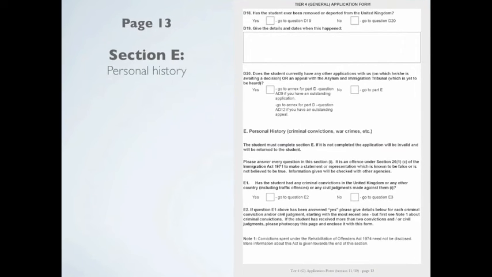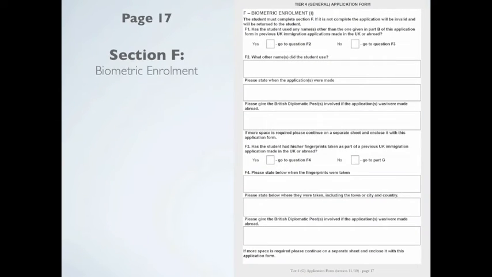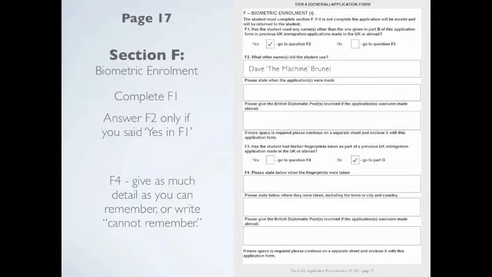Page 13, Section E, Personal History. Please read E1 to E9 carefully and answer all of them truthfully. Page 17, Section F, Biometric Enrolment. F1. Answer yes or no. Complete F2 only if you answered yes to F1. F3. Answer yes or no. If you are unable to remember all the details to enable you to complete F4, please give as much information as you can recall, or write cannot remember.